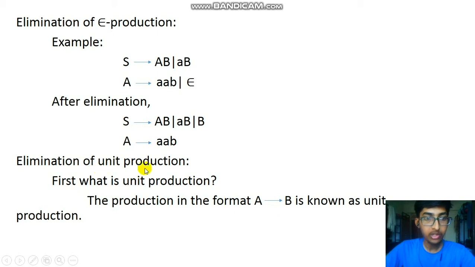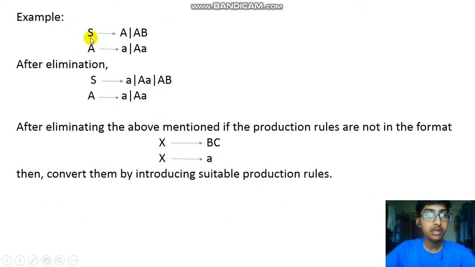Now elimination of unit production. First, what is a unit production? The production in the format a variable defines a variable is known as unit production. If you see anything like this, we have to eliminate that. Example, S defines A or AB and A defines A or AA. In this production, we have the unit production format, which is a variable defines another variable, which should not be there.